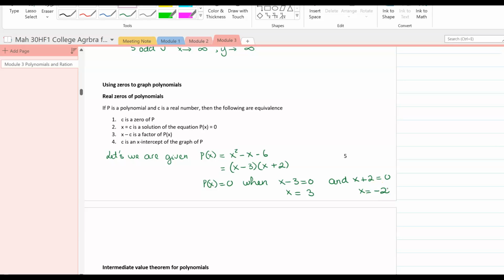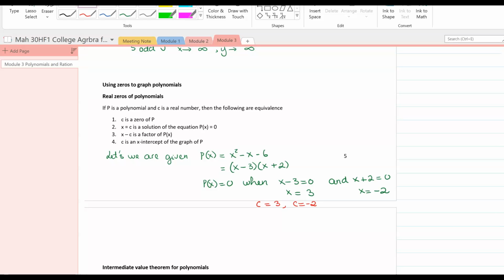So here, 3 and negative 2, these numbers can be called the zeros of p of x. Okay, x equals c is a solution of the equation p of x equal to 0. So c in this case is 3 and negative 2, right? So these are the solutions when we set p of x equal to 0.